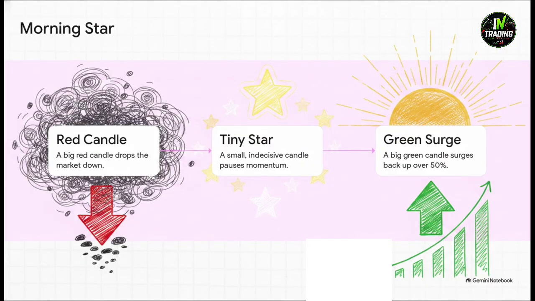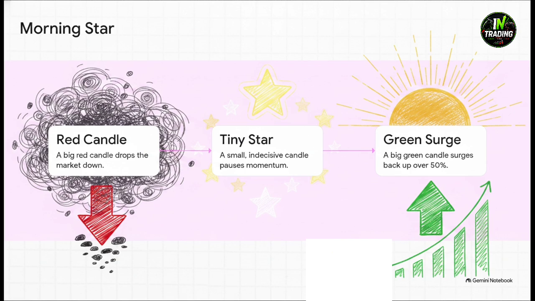Now, when you combine a few candles, you get something like the morning star, a highly reliable bullish reversal pattern. It gets its name because the market has been in the absolute darkness of a downtrend, falling rapidly with a big red candle. Then, a tiny star appears, a moment of hesitation.